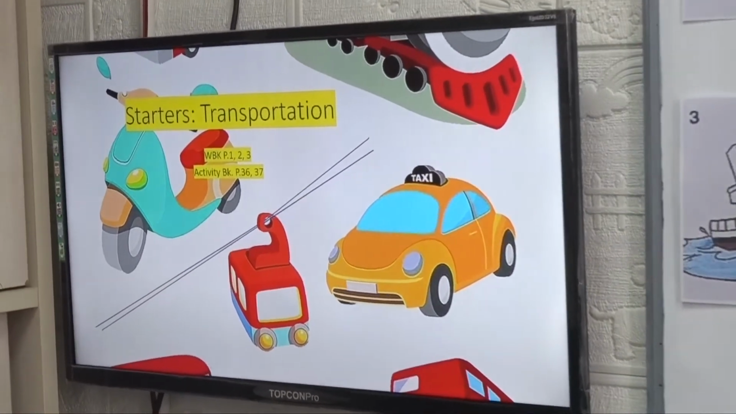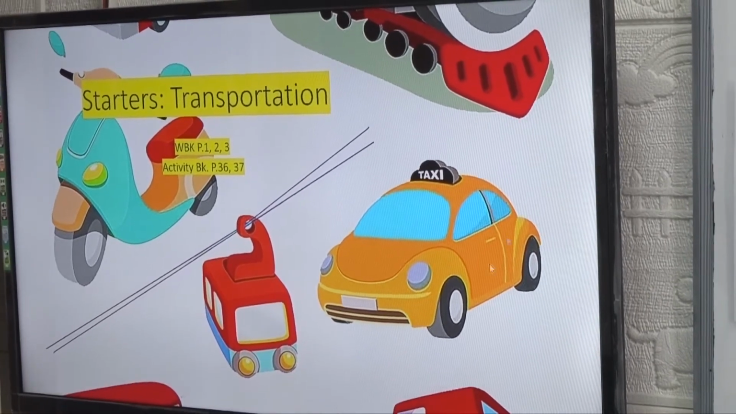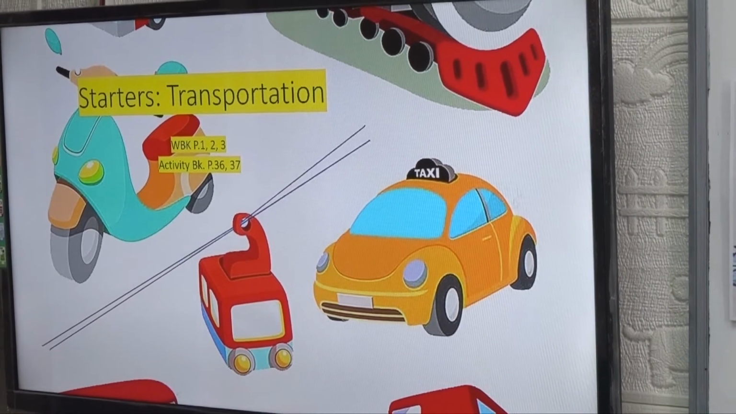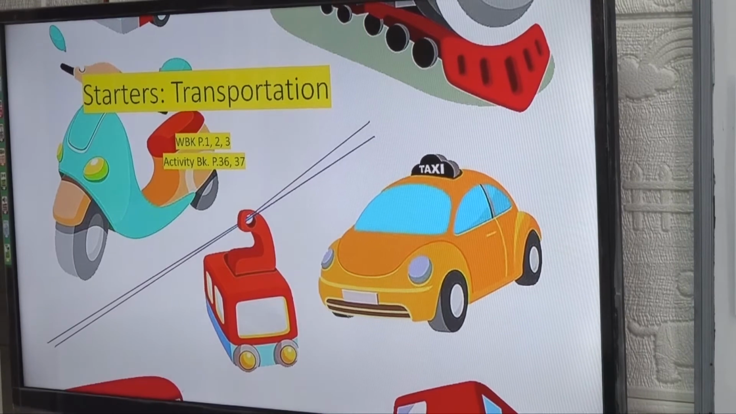Okay. So here we have transportations, right? Let's try to take a look at the transports we have here. What is this over here? Right, it's a taxi, right? A car, a taxi. Alright, good. So now let's continue on forward, alright?